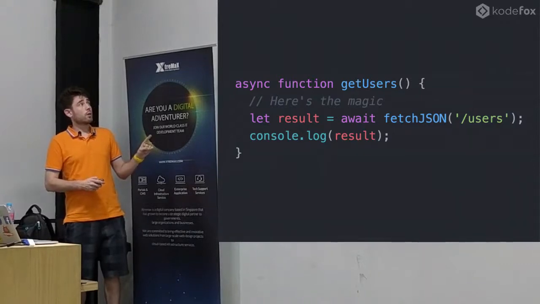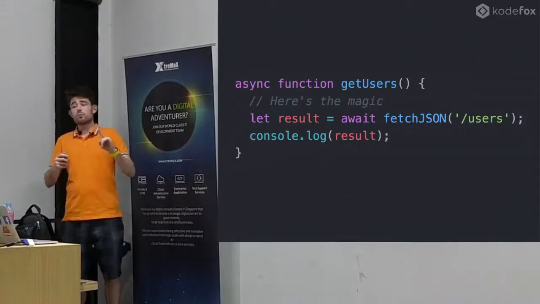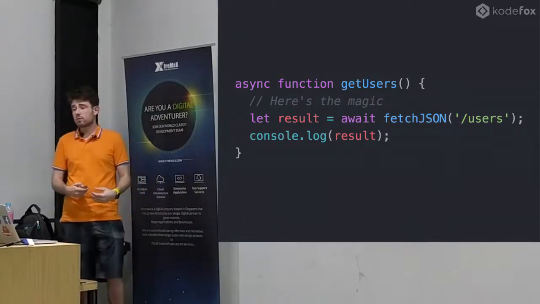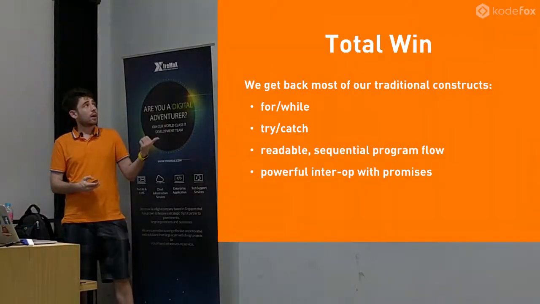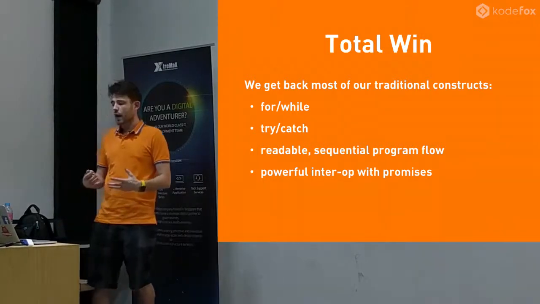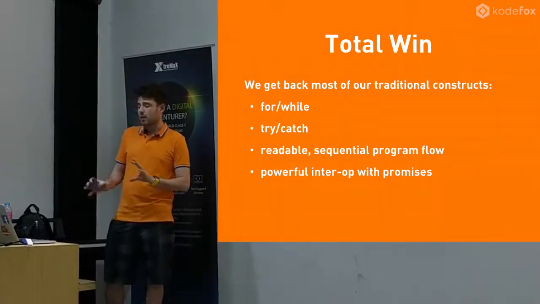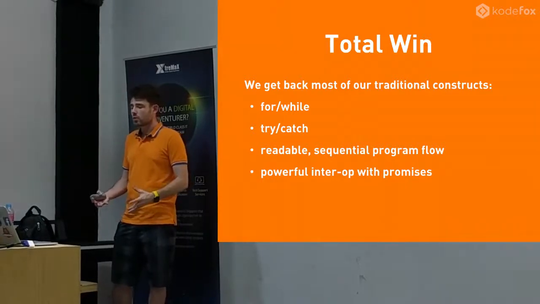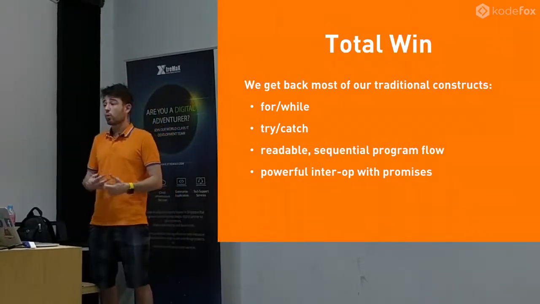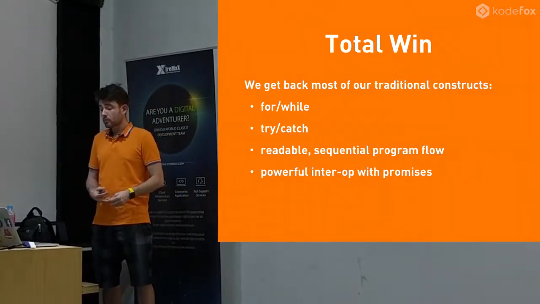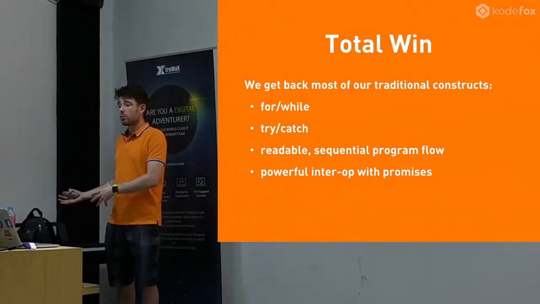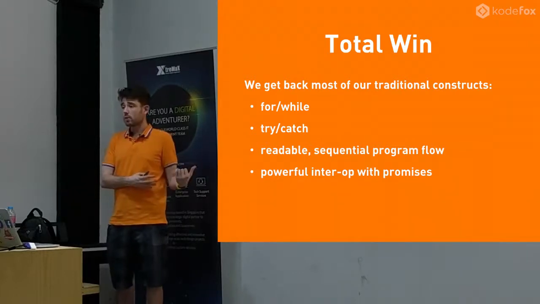Few things to remember. You can only use await inside of an async function. And it has to work with promises. So it's a win. It's a win because we get back our traditional constructs, right? We get back our for, while, our try catch. It becomes readable. I mean, it's got some keywords in there that might seem strange at first, but it flows like normal programming in any other language, in normal thread blocking programming, right? And we get this kind of interop with promises. So we can use any other promise library and use it with async await because it just uses promises.